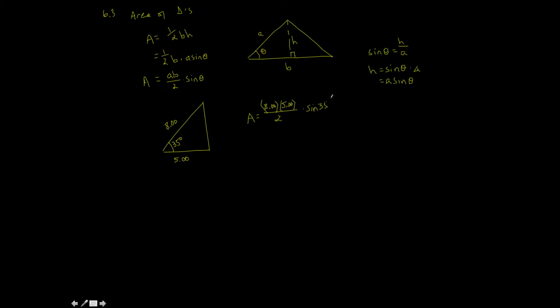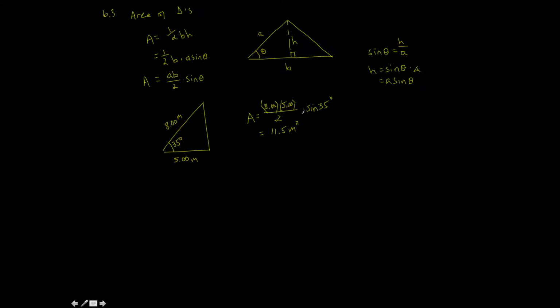Make sure your calculator's in degree form. And punch this out in your calculator. And you could type this as 1/2 times 8 times 5 times sine 35. I just like writing it like that. But you could pull the 1/2 out in front. And it's going to be 11.5. And since these were meters and area is in square units, this is going to be square meters.